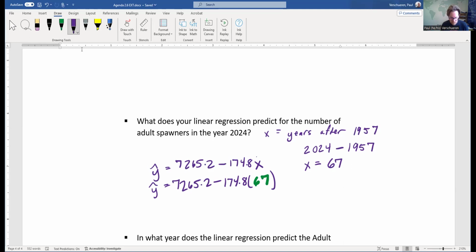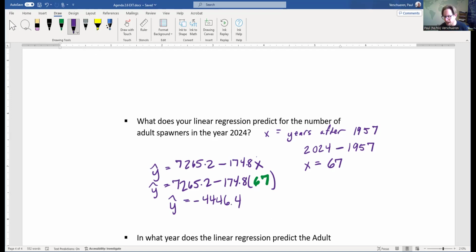7265.2 minus 174.8 times 67. And let's see if this gets it. You might see it'd be too small, but I just wrote it exactly like that. My calculator. And you may think your calculator made a mistake, but it didn't. Y hat equals negative 4446.4, which you'd say, how can you have a negative salmon count? And you can't. So the reality is probably that would be 0.